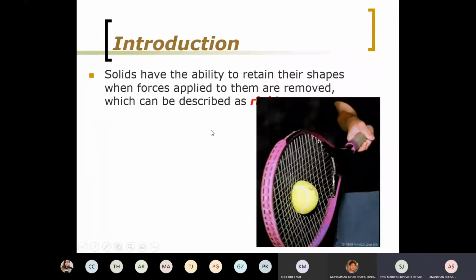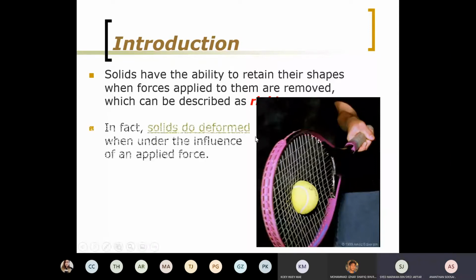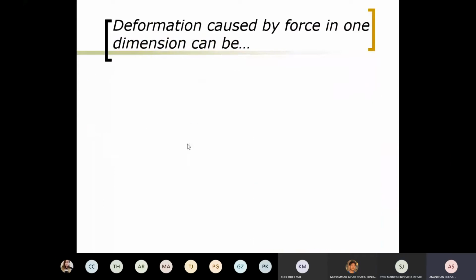First thing: a solid has the ability to retain its shape after the force is removed. It's rigid. Solids do deform when a force is applied, but the deformation is too small. You can't really see it. Rubber deformation is quite good, but rubber is also a solid. But like metal, the deformation is quite small.